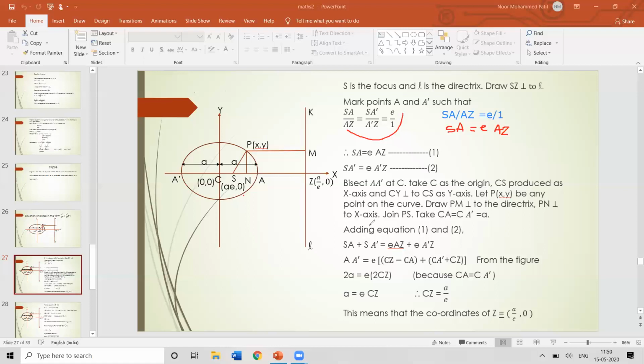Now we already have equation number 1 and equation number 2. Adding equation 1, which is SA, and equation 2, which is SA dash, we get SA plus SA dash is equal to E AZ plus E A dash Z. Let us see in the figure: SA, till here, then plus SA dash from S to A dash. So what is this actual length? It is A dash. So SA plus SA dash will be equal to A dash from the figure.